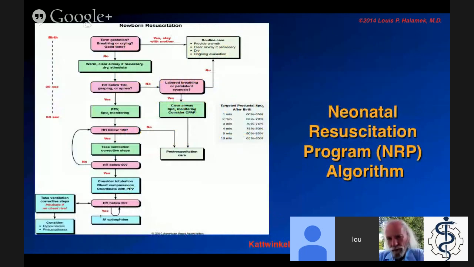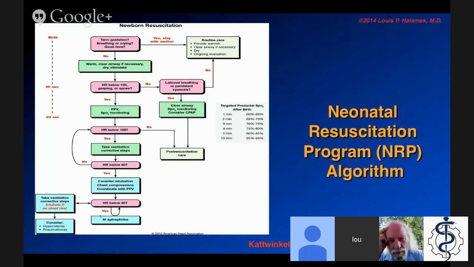So just to orient you first, this algorithm is the Neonatal Resuscitation Program algorithm, which is the national standard for the care that we provide to newborn infants who may need some assistance at birth with breathing or maintaining a good heart rate or even further resuscitation such as CPR. And I don't need you to memorize or even really fully understand everything that you can see here.